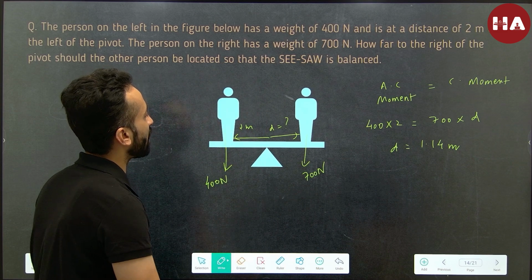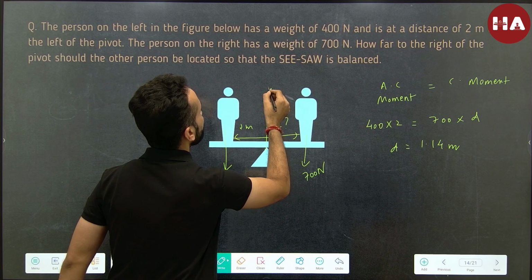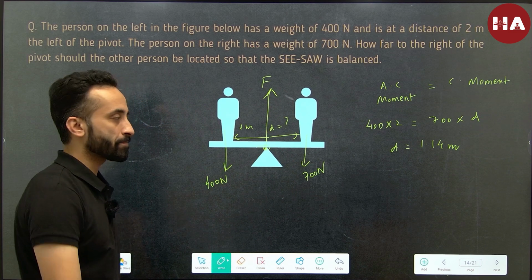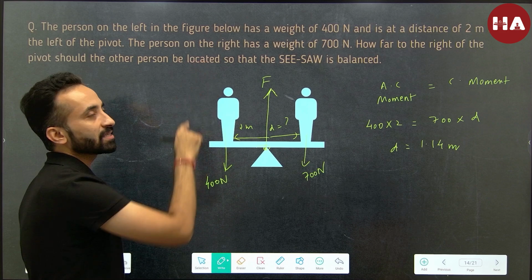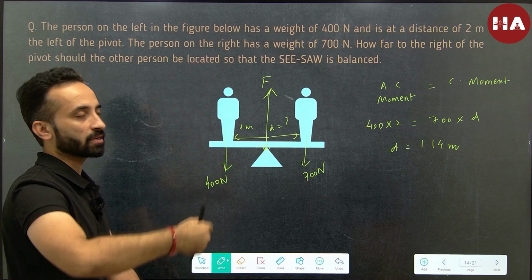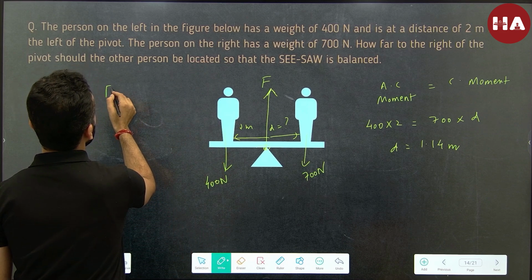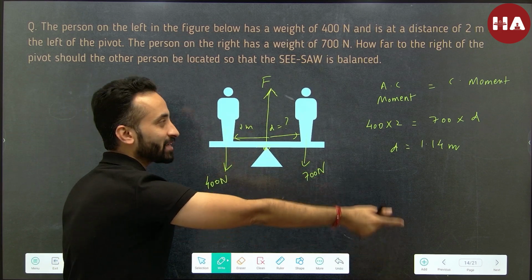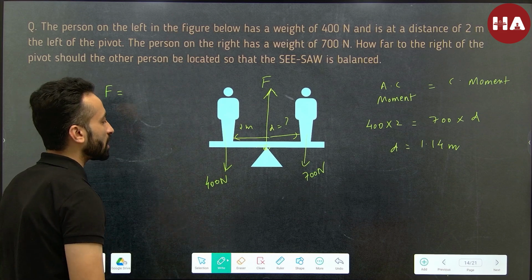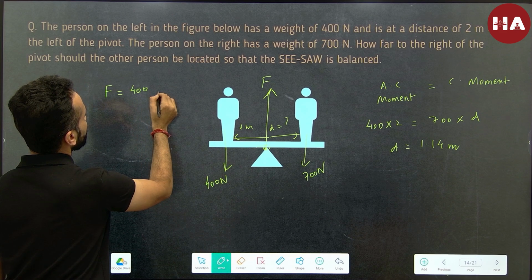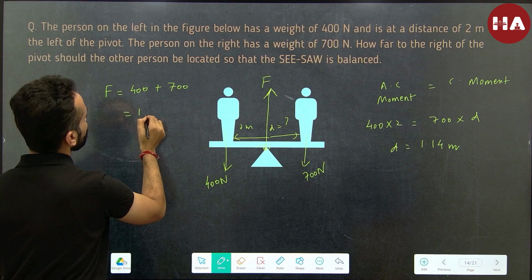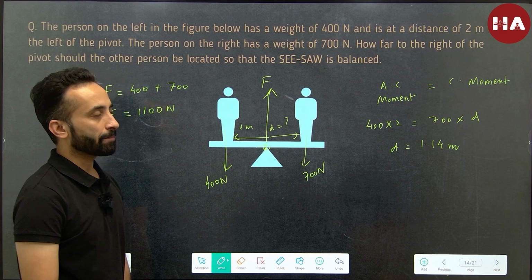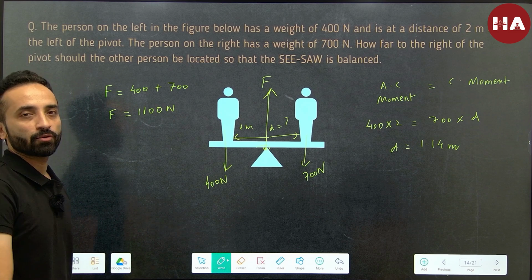One more thing I wish to answer here. What is the force applied by the pivot at the fulcrum? So this point is called the fulcrum. What force is applied by this pivot? The contact force here. So what would you write? Upward force equals downward force. Earlier we were writing clockwise equals anti-clockwise. Now we are going to write upward equals downward. So F is equal to 400 plus 700. So that's going to be 1100 Newton is what this pivot is going to apply. Copy this down, take a screenshot, we move forward.